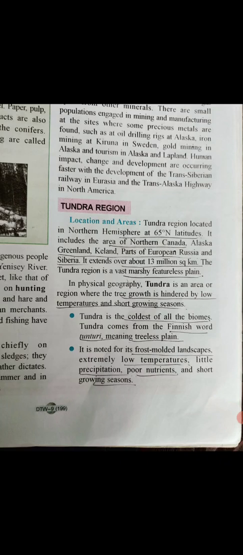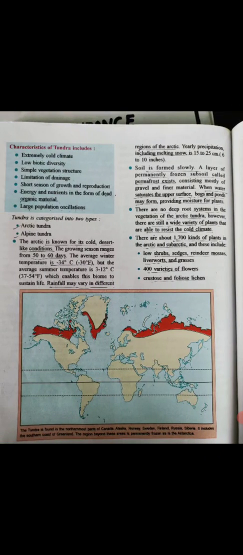Okay, there are only landscapes covered with frost, extremely low temperature and precipitation, poor nutrient and short growing season. Okay, all these are characteristics. Now let us see them at once. What are the features, characteristics of the tundra climate? Okay, so basically first is that it is an extremely cold climate, the coldest of all.